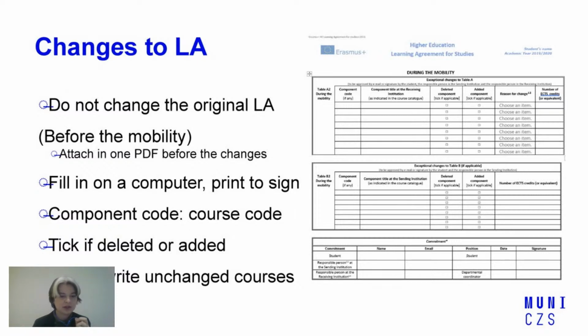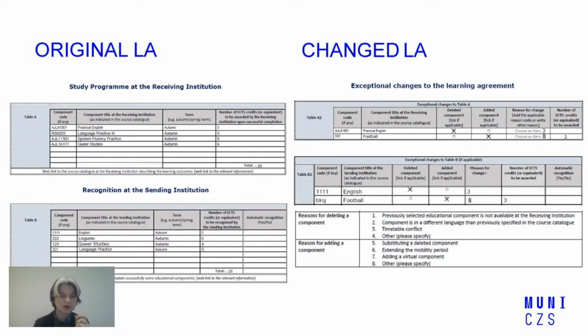And this entire slide I have already described to you. But in case you're just looking at the presentation later, this is the description of that. So you see a little example. The original is the table A and the table B, right? The courses that you planned to take here and what your home university would recognize them as.